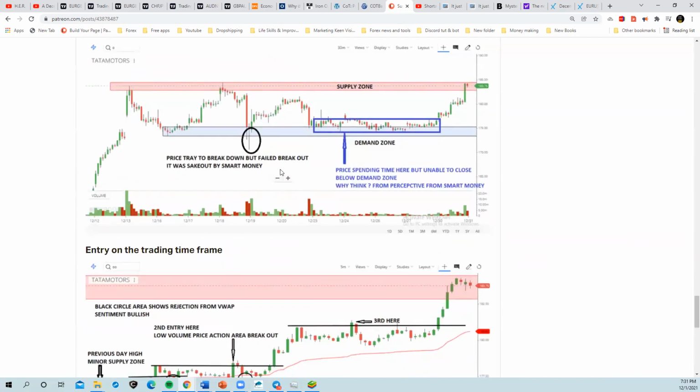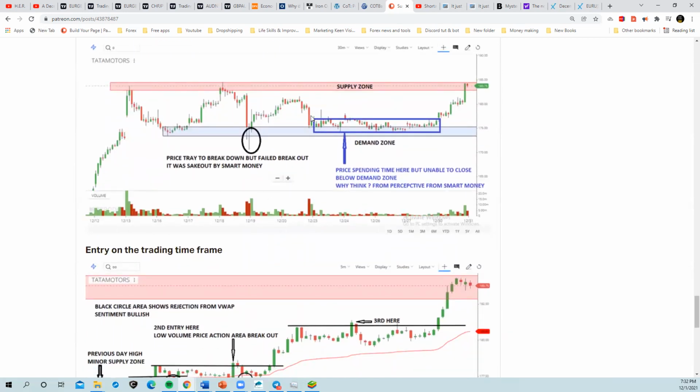So here's an example. Price came up, then made a kind of strong move down, not the strongest. We bounced up, came down with a pretty strong move, but then we started noticing price tries to break it but fails. We see the huge wicks. It was basically a fake-out by smart money, or they started buying into this downside move and started pushing up. Price comes back down, then we start getting a demand zone. Price spends time here but is unable to close below the demand zone. Why do you think? From the perspective of smart money. And we can go ahead and see what happens. Price pushes up into that supply zone.